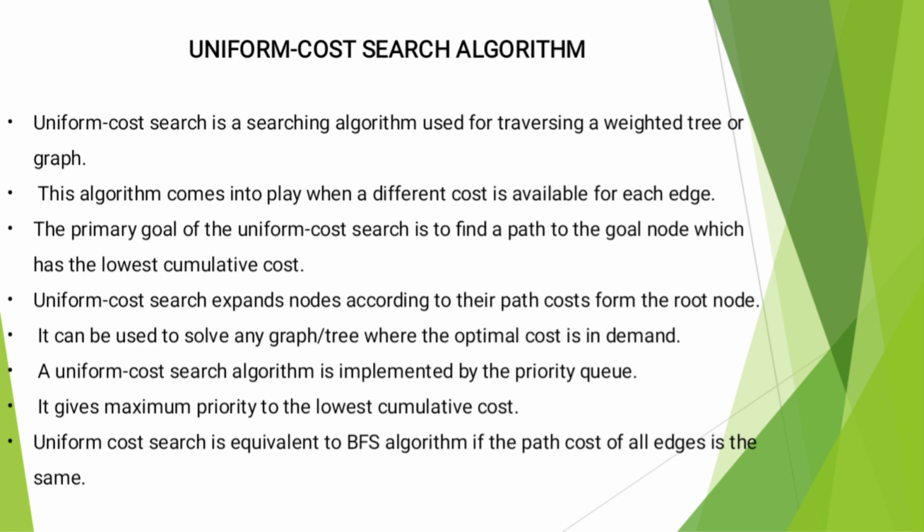Uniform cost search expands nodes according to their path cost from the root. It can be used to solve any graph or tree where the optimal cost is in demand. A uniform cost search is implemented by a priority queue. It gives maximum priority to the lowest cumulative cost. Uniform cost search is equivalent to the BFS algorithm if the path cost of all edges is the same.